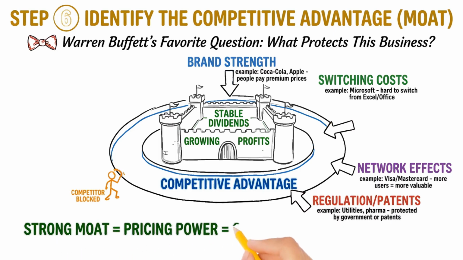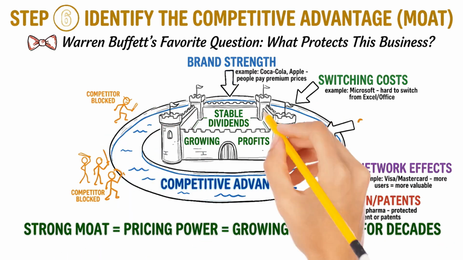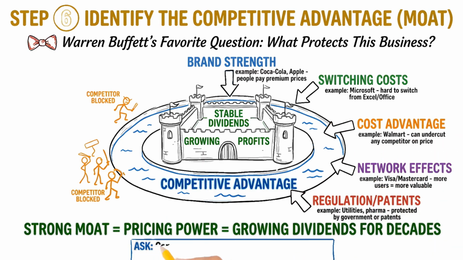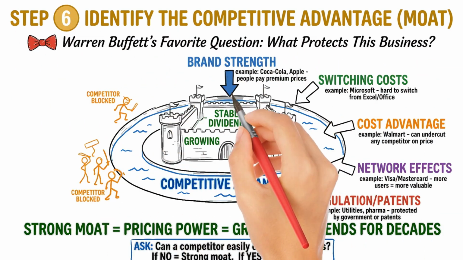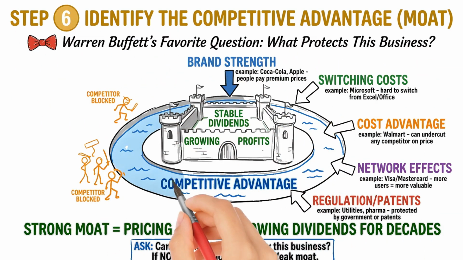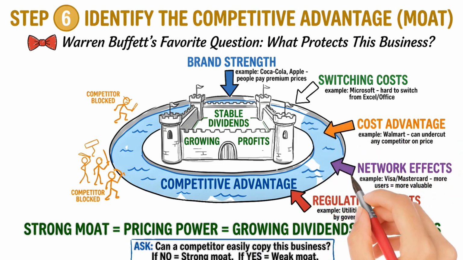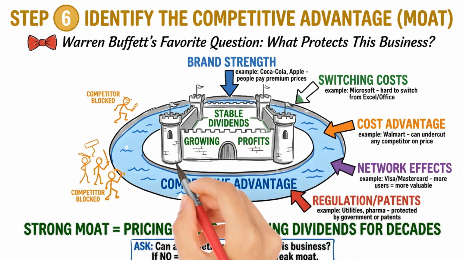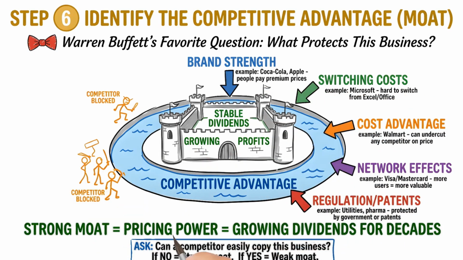There are 5 major types of economic moats. Brand strength, like Coca-Cola, where people pay premium prices just for the brand name. Switching costs, like Microsoft, where businesses are locked in because switching software would be incredibly disruptive and expensive. Cost advantage, like Walmart, where scale allows undercutting any competitor on price. Network effects, like Visa, where the more people use it, the more valuable it becomes.